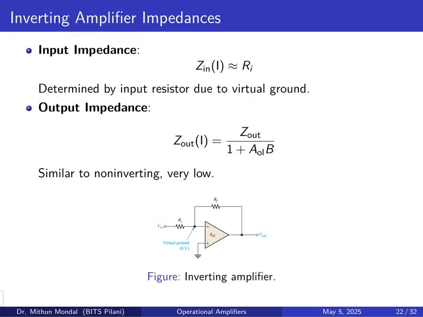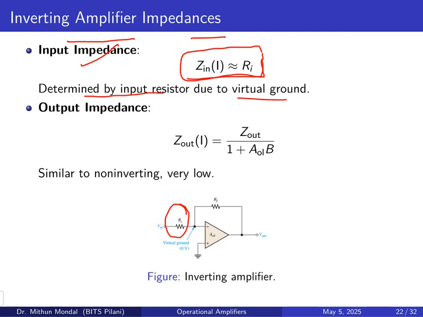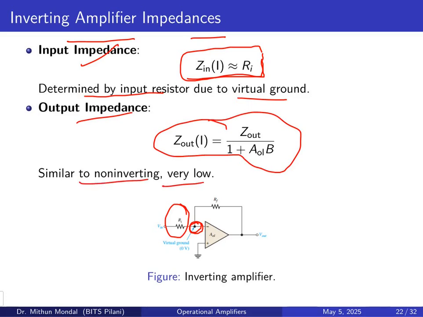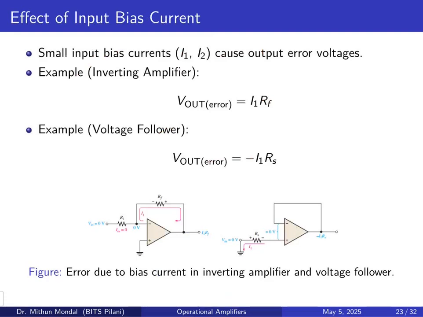When we talk about the inverting amplifier impedance, the input impedance is approximately equal to the input Ri resistor. So this is Ri resistor, and it will be determined by the resistor due to the virtual ground. So this terminal is basically the virtual ground, and the output impedance we will be computing similar to the non-inverting, which will be very low. So this is for the inverting amplifier input and output impedance.